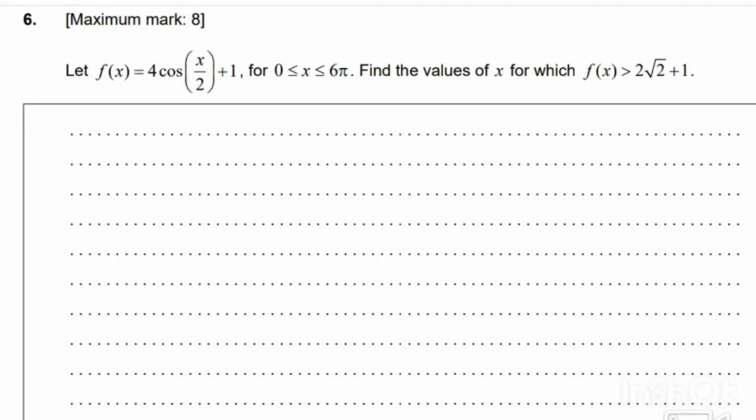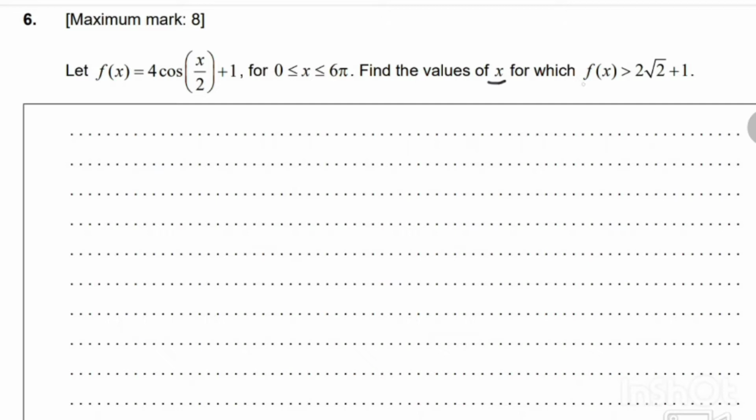In this video I'm going to share with you about IB past paper, Mathematics Standard Level, Paper 1, question number 6. Okay, so let f(x) equal 4 cos(x/2) plus 1 for x greater than 0 and less than or equal to 6 pi. Find the values of x for which f(x) is greater than 2 root 2 plus 1. So how do you find the value of x?